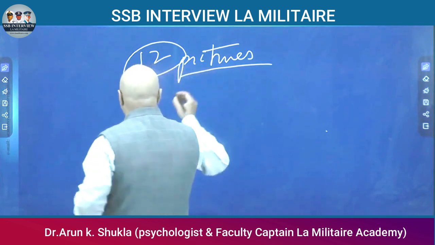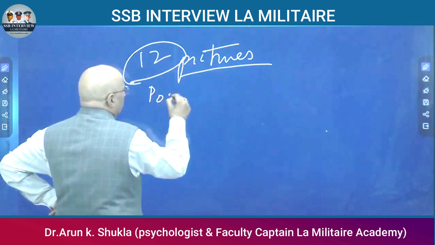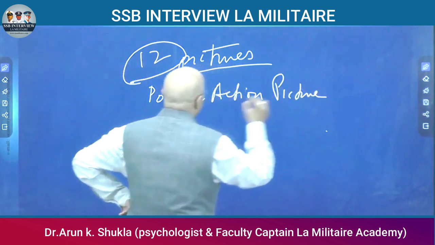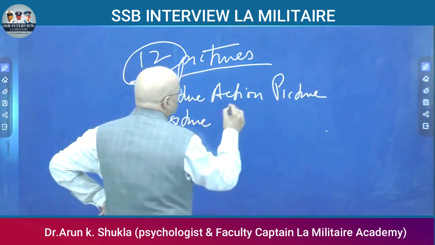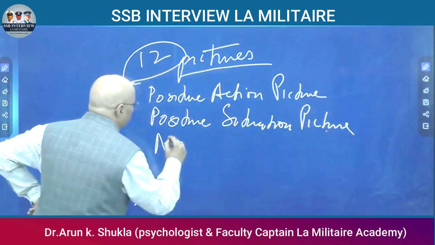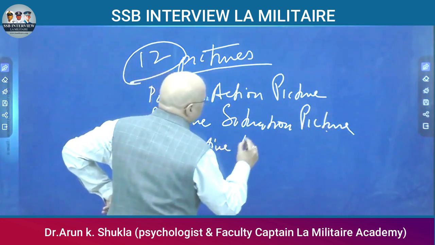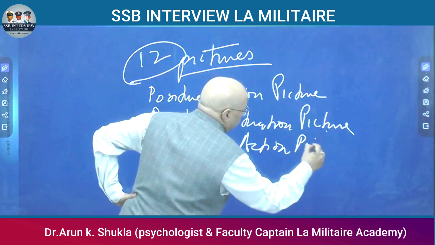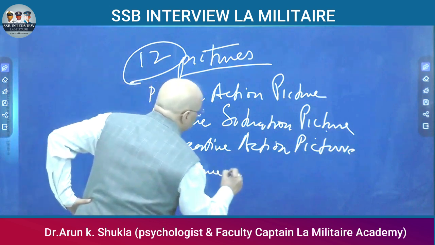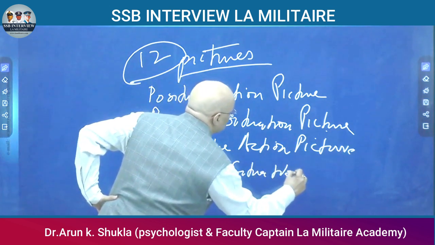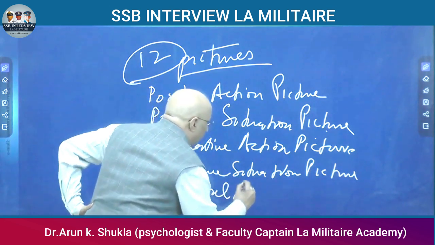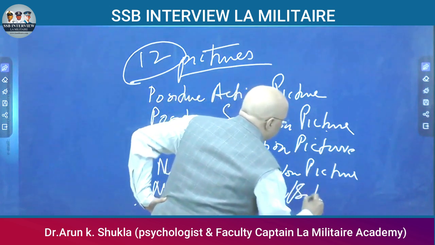Now, let's look at this. That is what I taught in my different sessions. There is one thing called positive action picture. Then there is one thing called positive situation picture. Then you got negative action picture. I'm going to write a few categories before you, and only by differentiating can you learn from it. Then you got negative situation picture. Then you got neutral action, oblique situation picture.